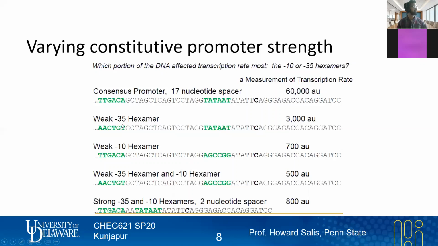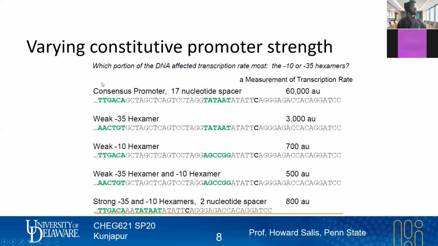But then if you kept the minus 35 region the same and you change the minus 10 region, you see an even more substantial drop, suggesting that really your minus 10 sequence is really important. And you can make changes in either of these regions, and you can try to move where their location is, but you can see that there's a space-dependent effect.